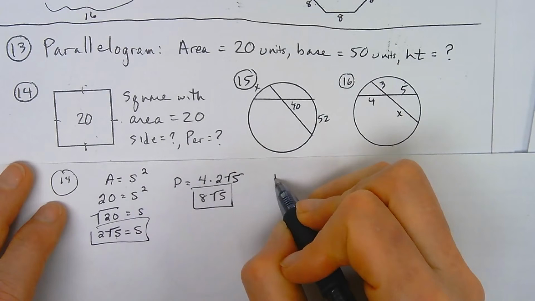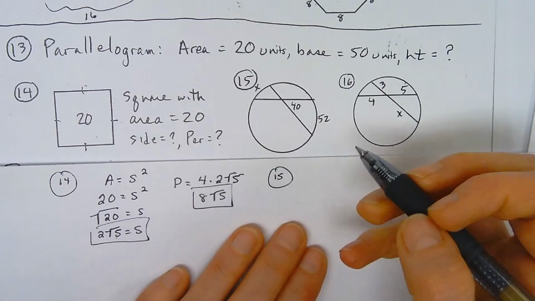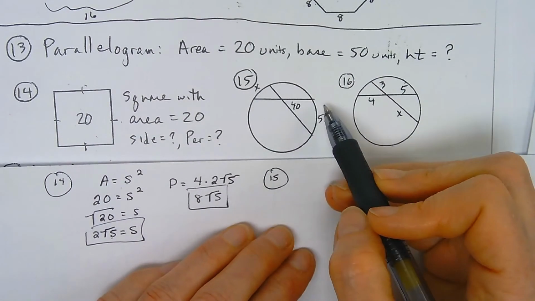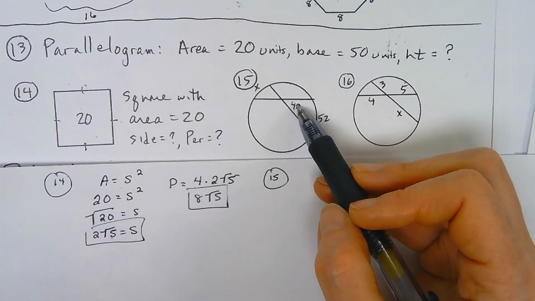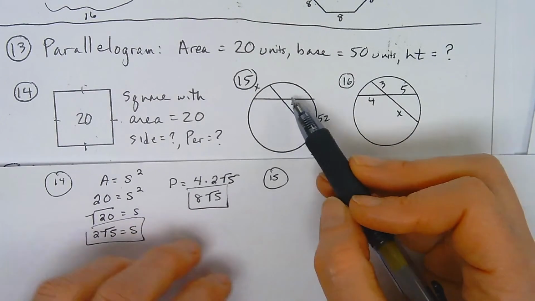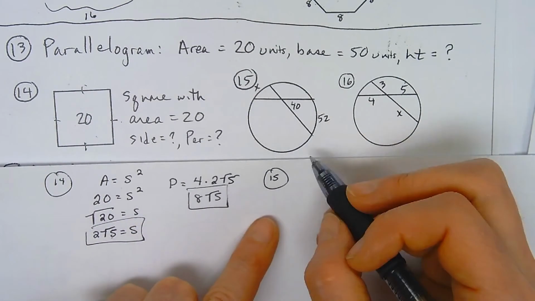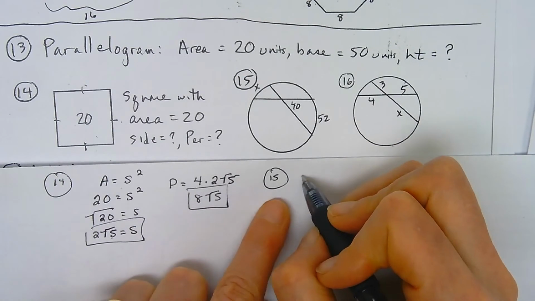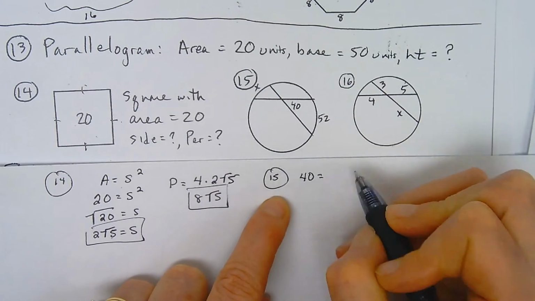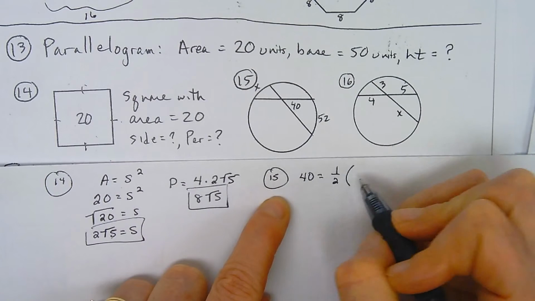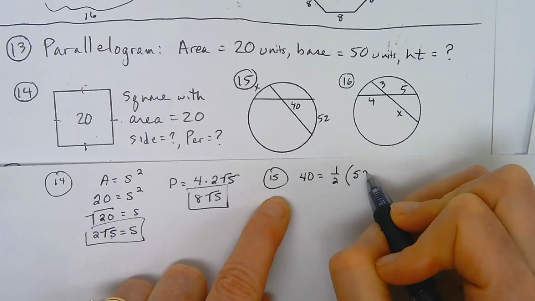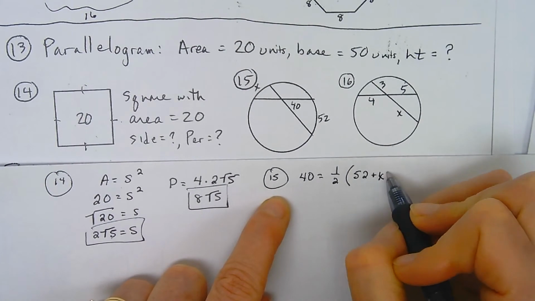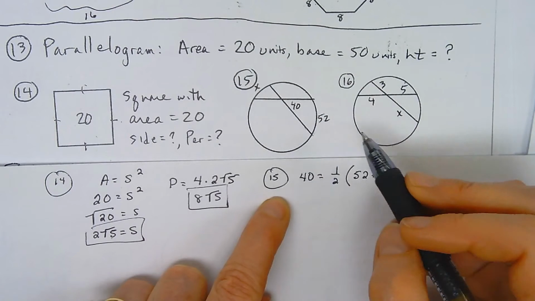Number 15. Here are some angles. Let's see, here's an angle that's been created by 2 chords. It's on the inside of the circle. When you have an angle created on the inside of a circle, that angle equals 1/2 of the sum of the measure of the arcs that it creates.